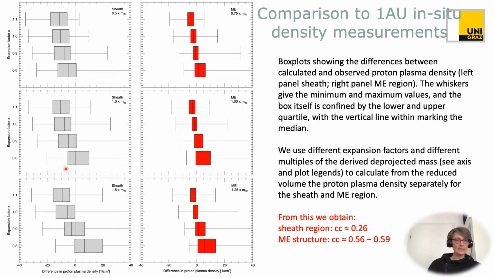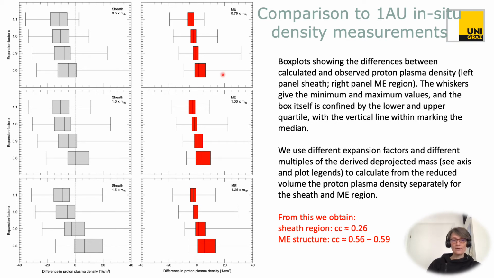And we see here that, first of all, we get rather low correlations, roughly 0.26, and by increasing the mass pileup we come closer to the zero difference. However, the spread in the results is also getting larger.